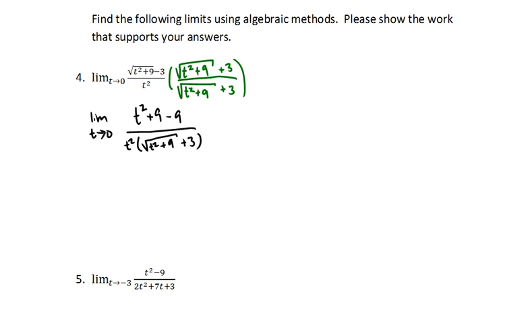Well, you can see that in the numerator the 9's are going to zero out, and the t squares are then going to cancel, so we're left with the limit as t approaches 0 of 1 over square root of t squared plus 9 plus 3. When I plug in t equals 0, I'm going to get square root of 9, which is 3, and that's just 1 over 6. We'll go on to the second problem, problem number 5.